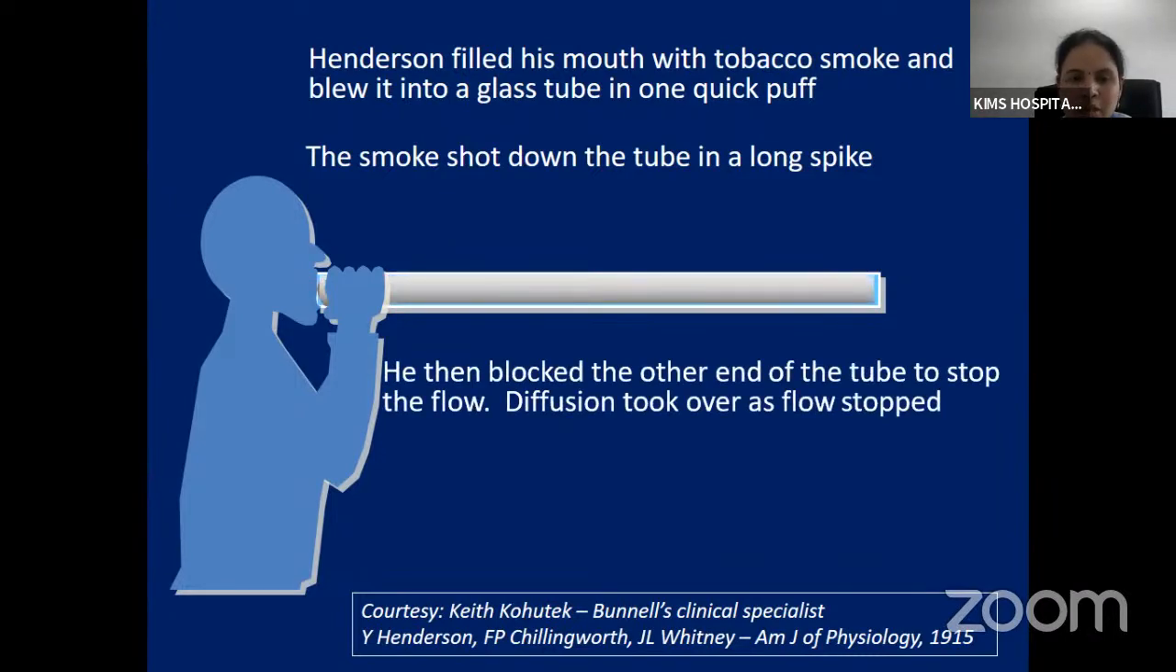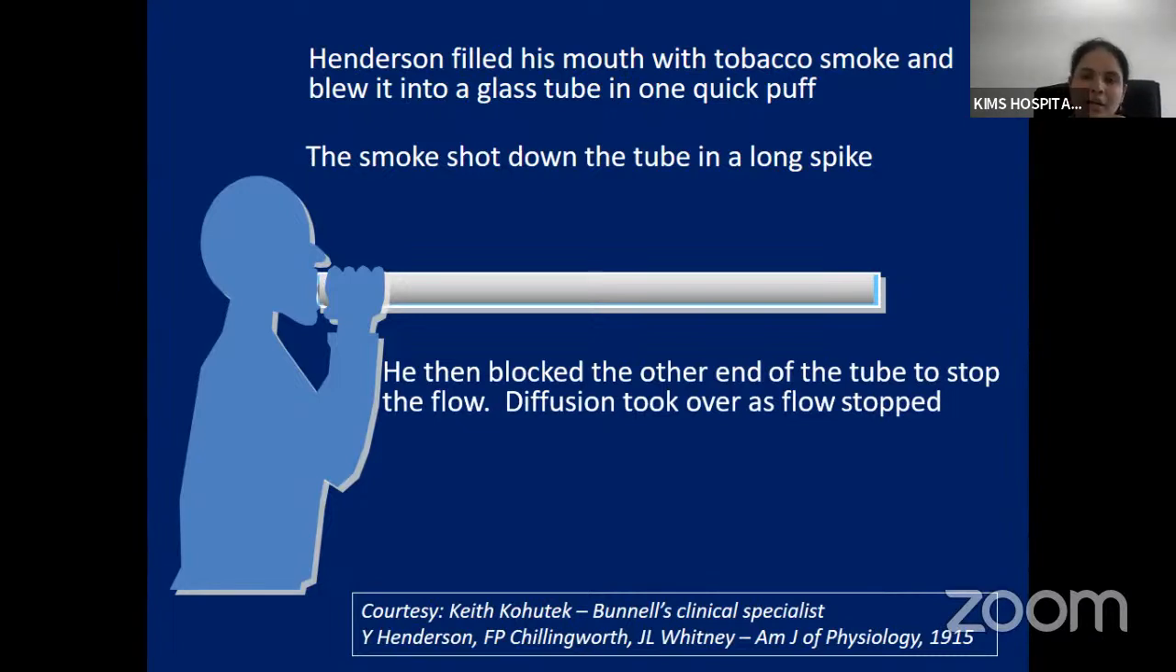However, when the other end of the hollow tube was blocked or the gas flow was stopped, the diffusion of the tobacco smoke happened within the tube, and this was called flow streaming. Until this happened, the flow seemed to shoot down in a conical pattern across the gas tube. So this accounts for one of the principles. Although we use small tidal volumes in high frequency ventilation, the effect of every breath is dispersed in a conical fashion, and it traverses a significant distance along the airway.